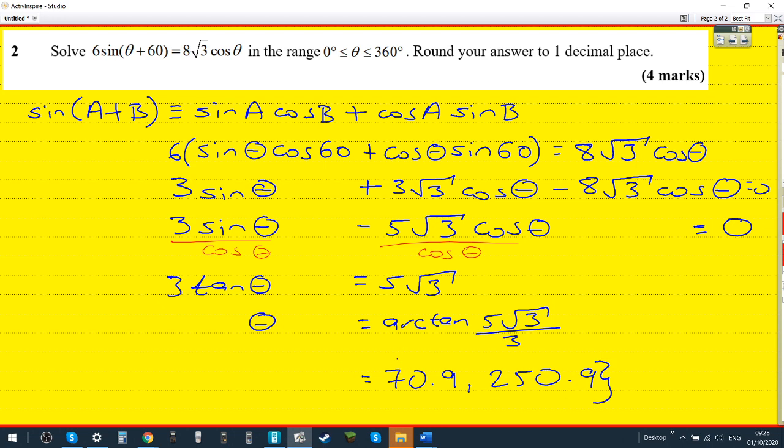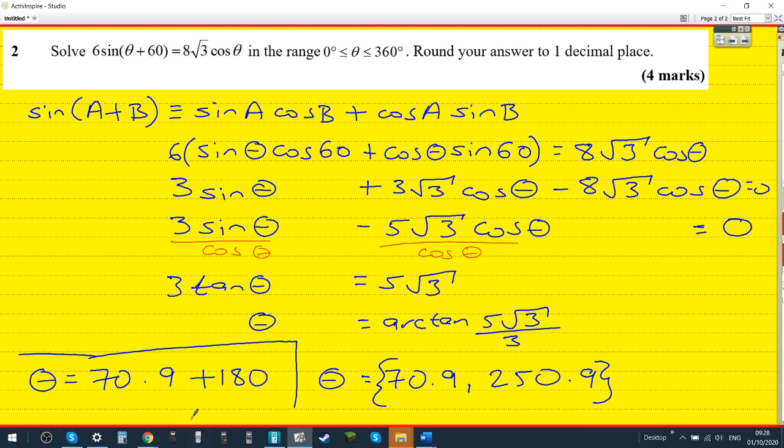Where does the 250.9 come from? My calculator. Tan repeats every 180, so the way you'd show your working out for that would be theta equals the 70.91 plus another 180. Oh yeah, it repeats every 180. And you can get the answers in your calculator.